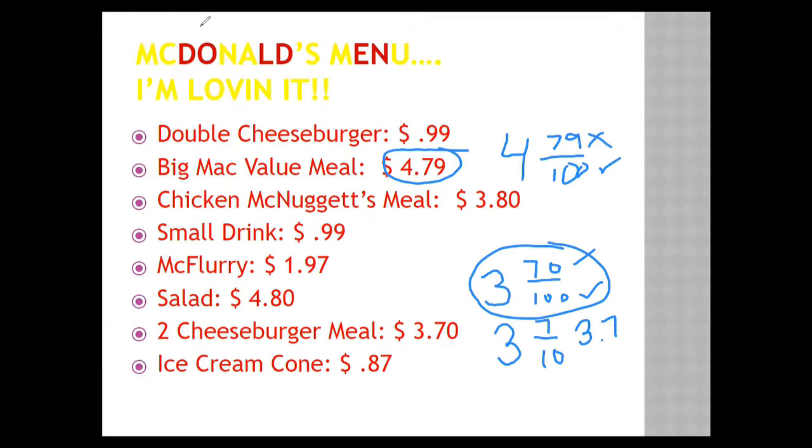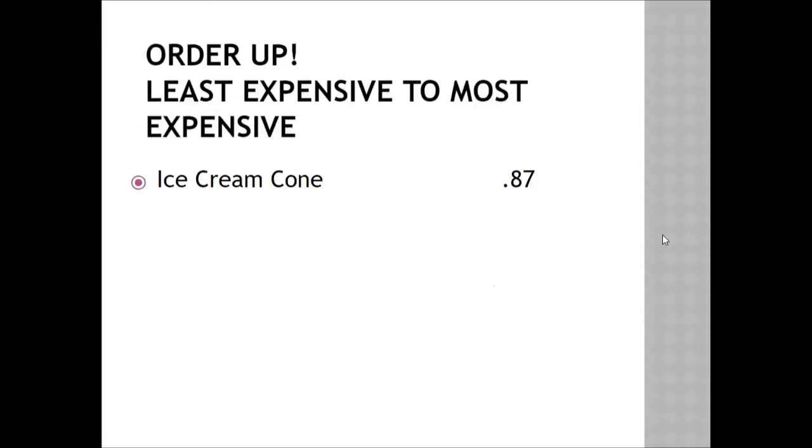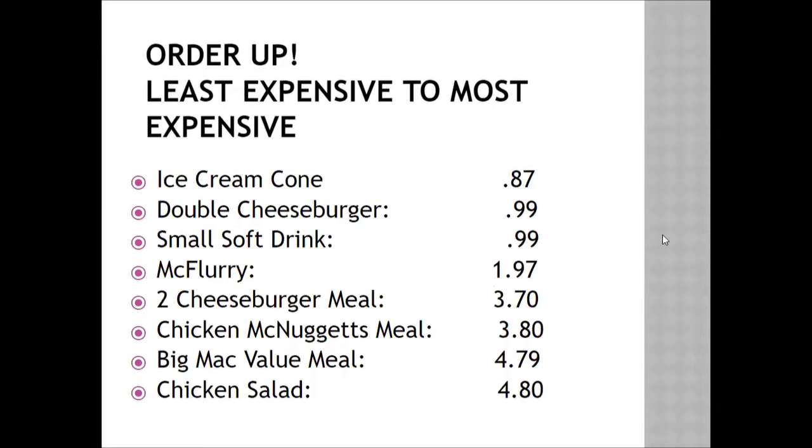So what we're going to do with this menu is we're now going to take this same list of items and prices, and we're going to look at them in order from least to greatest. So let me go through. So now you've got the ice cream cone at 87 hundredths or 87 cents, listed all the way down to chicken salad, which is $4.80 or 4 and 80 hundredths.